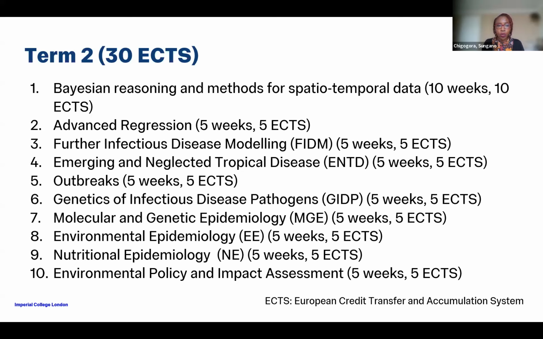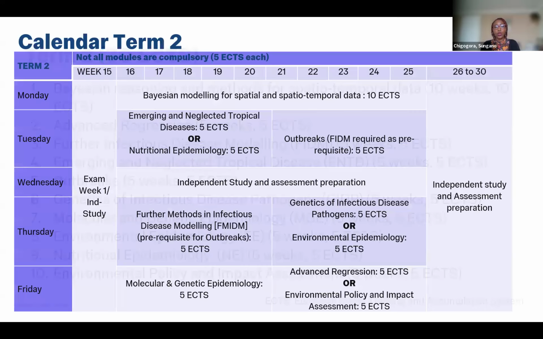You'll see there that the top module, Bayesian reasoning and methods for spatial temporal data, which is led by Marta, Professor Blangiardo, carries 10 ECTS. So if you take that module, you can only take 4 more so that you have 30 ECTS from term 2. And this is how that term is structured.